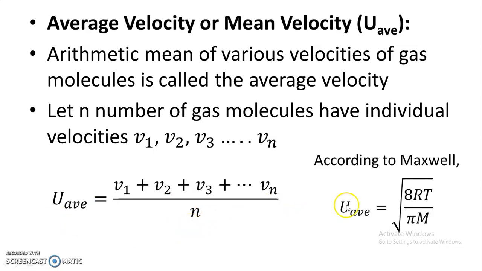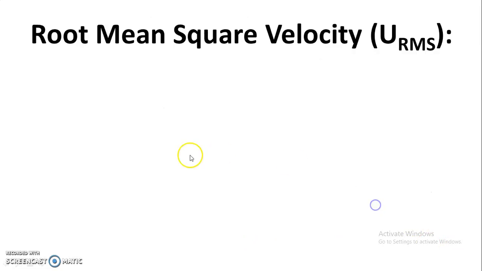So according to Maxwell, the average velocity U_avg is equal to under root 8RT upon pi m. R is gas constant, T is absolute temperature, m is molar mass, and pi is also a constant. So this is the formula for average velocity. Now next term is root mean square velocity, that is U_rms.